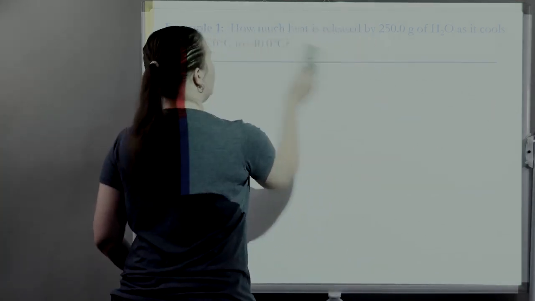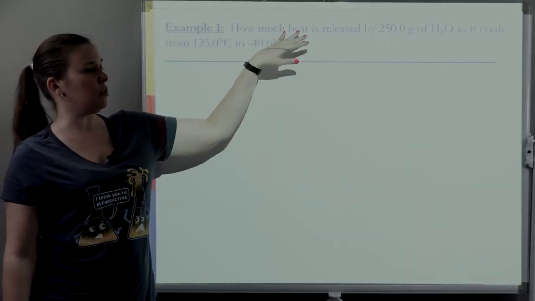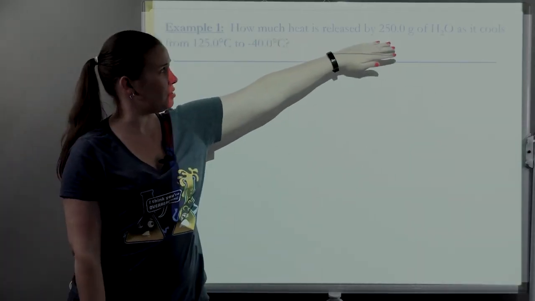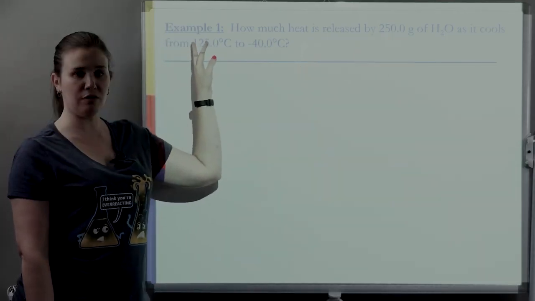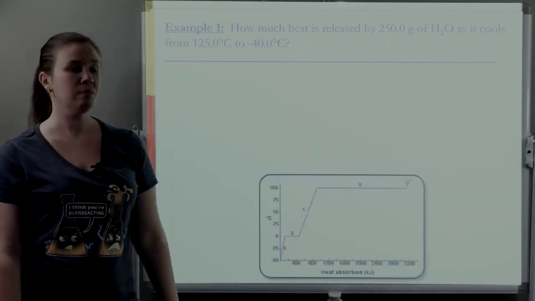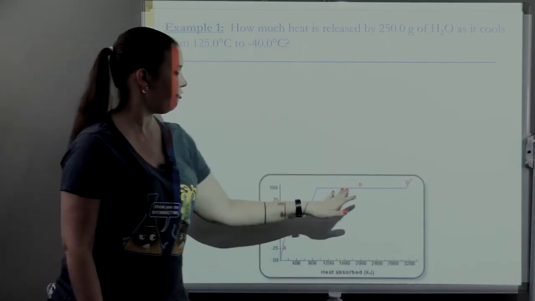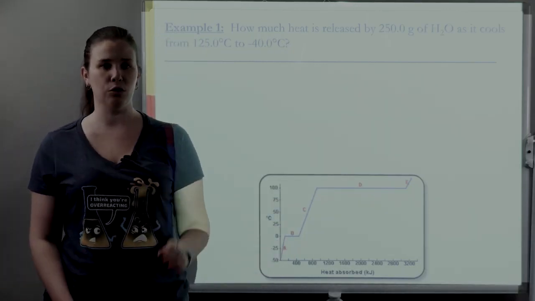Now I want to apply all of these things to a big problem. I want to know the heat released as I take a given mass of 250 grams. I'm going to cool it from 125 degrees Celsius all the way down to negative 40 degrees Celsius. So I'm going to go through all 5 sections of the graph, and I need to make very deliberate choices.